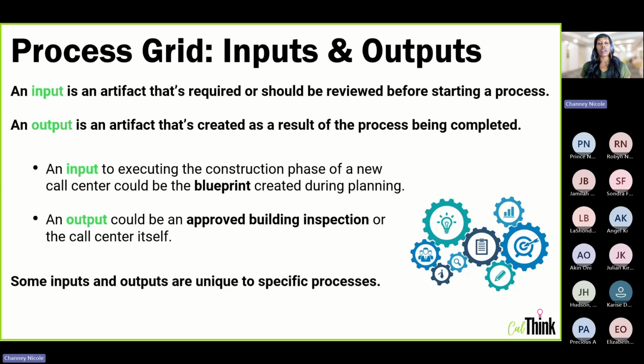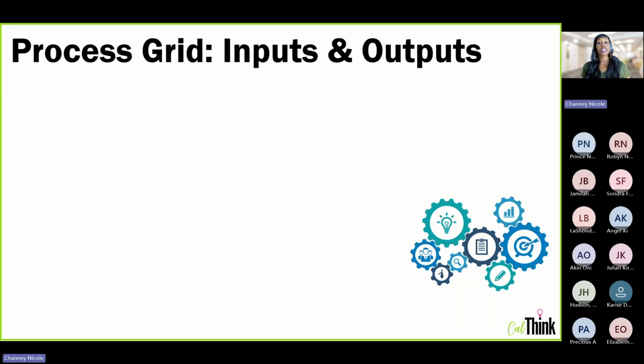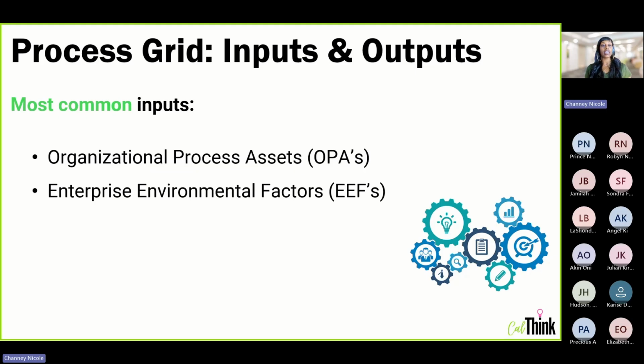Some inputs and outputs are unique to specific processes. Others are very common across multiple processes. So let's take a look at a few. The most common inputs across all 49 processes are going to be OPAs and EEFs. Now, OPAs are organizational process assets. These are things like templates, SOPs, any kind of historical information that's readily available at an organization that will help the current project team save time or effort.